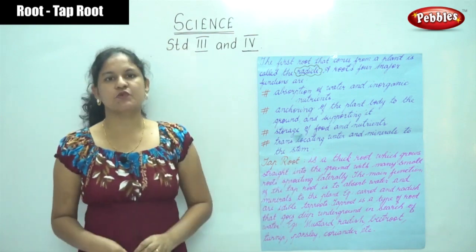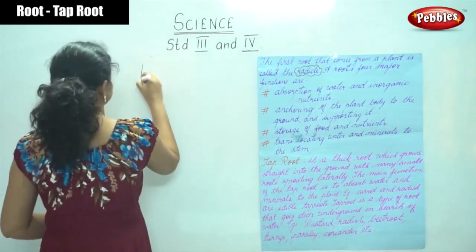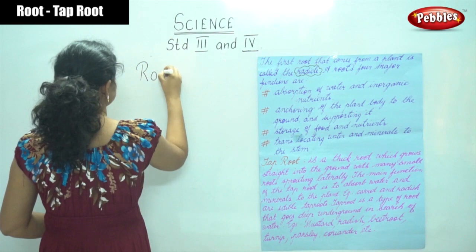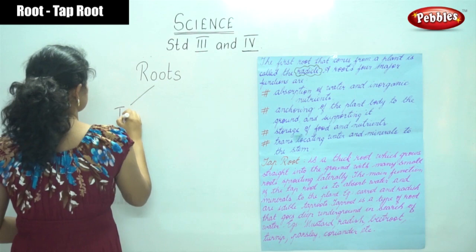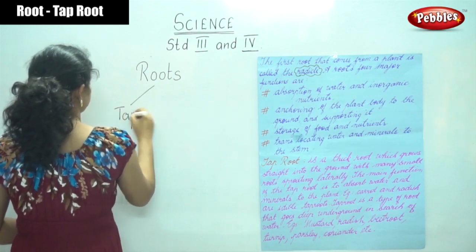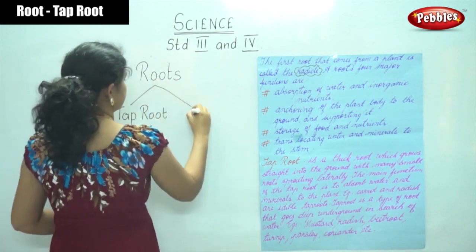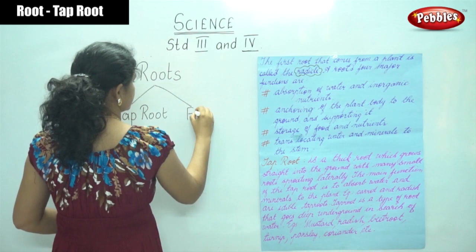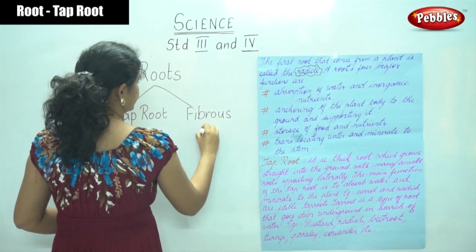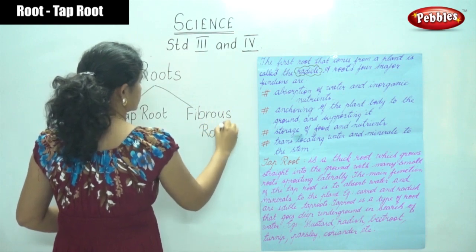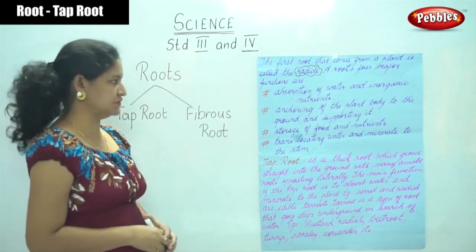And in roots we are going to see the two main types of root. The first is the taproot, and the next is the fibrous root. So we have two types of roots: the taproot and the fibrous root.